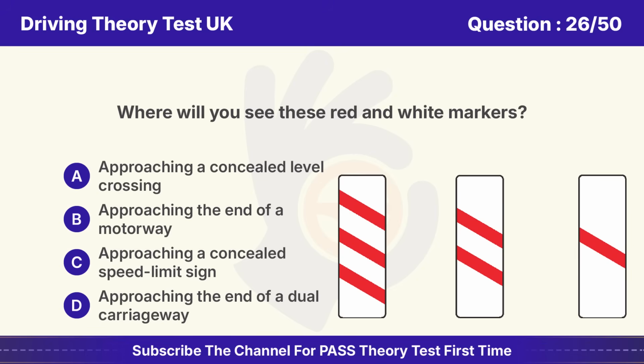Question 26. Where will you see these red and white markers? Option A. Approaching a concealed level crossing. B. Approaching the end of a motorway. C. Approaching a concealed speed limit sign. D. Approaching the end of a dual carriageway.